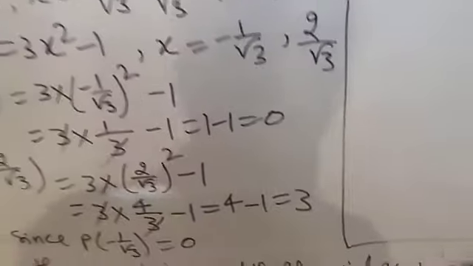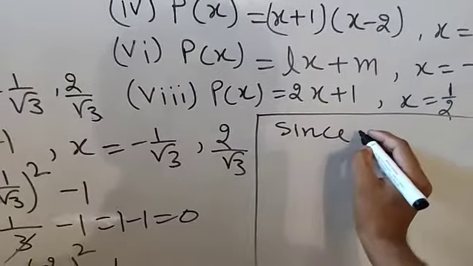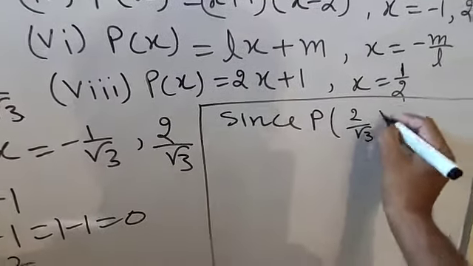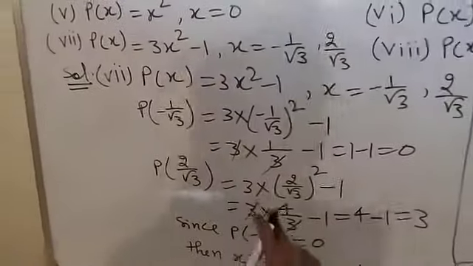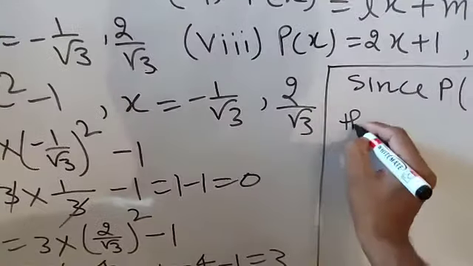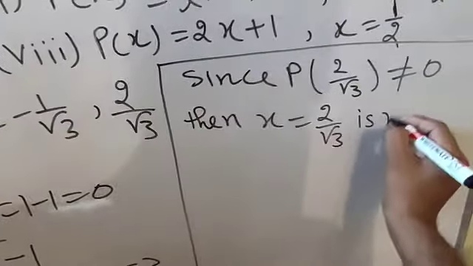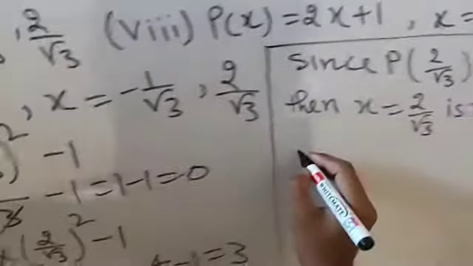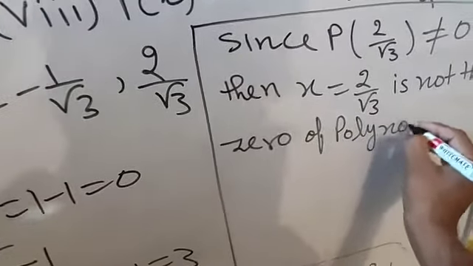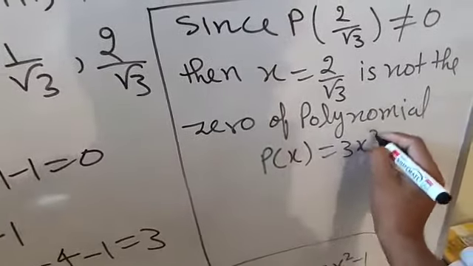And for the second value you will write, since p(2 by root 3) is not equal to 0. Here you are going to get that p(2 by root 3) equal to 3, that is not equal to 0. So here you can write, then x equal to 2 by root 3 is not the zero of polynomial p(x) equal to 3x square minus 1.